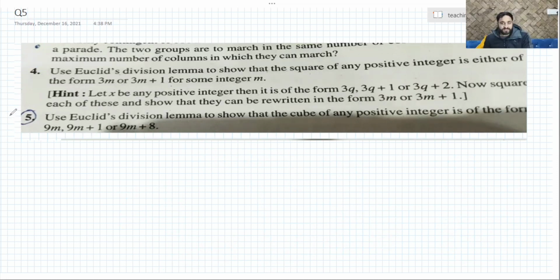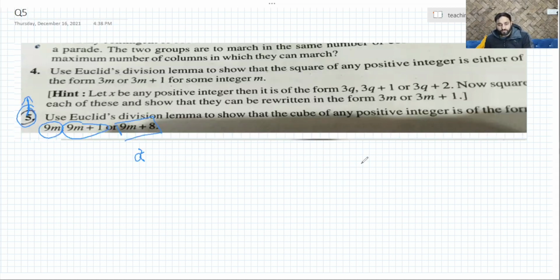Lastly, let's come to question number 5. It's similar to question number 4, but here instead of squares you have to prove cubes can be represented in these forms. I won't be doing this question here. I'll leave this question to you. Try to solve it. If you are not able to solve this question, drop in the comments and I will show it in the next lecture. What are the tools you require?